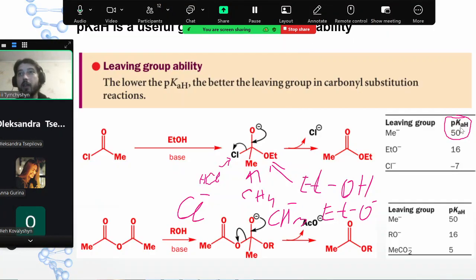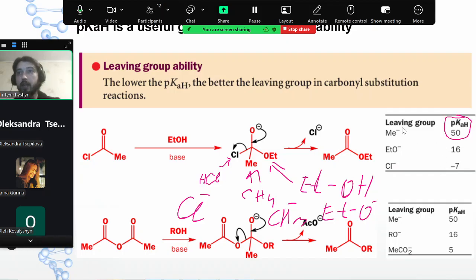So the higher the pKa, the more it wants to keep the proton. The more it wants to keep the proton, the less stable it is without that proton. So you need to find the group with the lowest pKa.